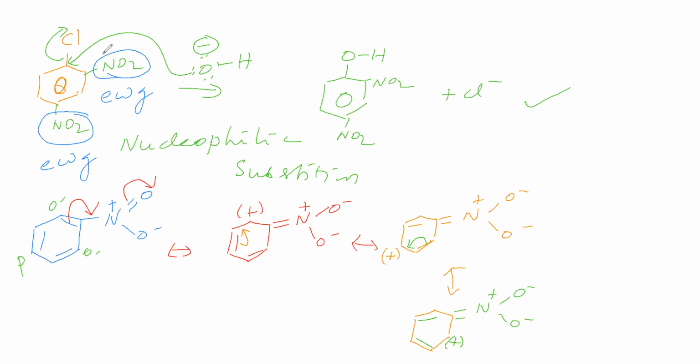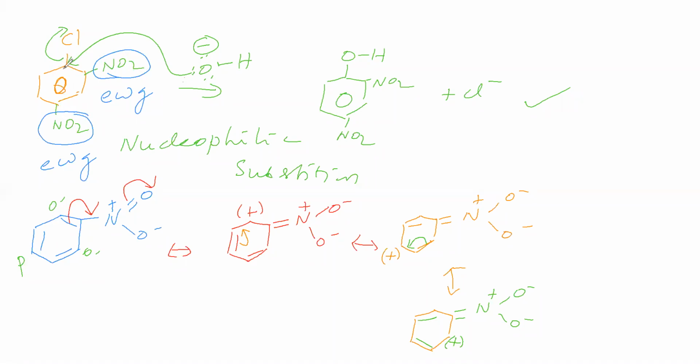So the NO2 group is an electron withdrawing group. Because of this NO2 group, at this ortho position, it is creating positive charge. This NO2 group is an electron withdrawing group, creating positive charge at this position. This NO2 group is an electron withdrawing group, creating positive charge at the para position.